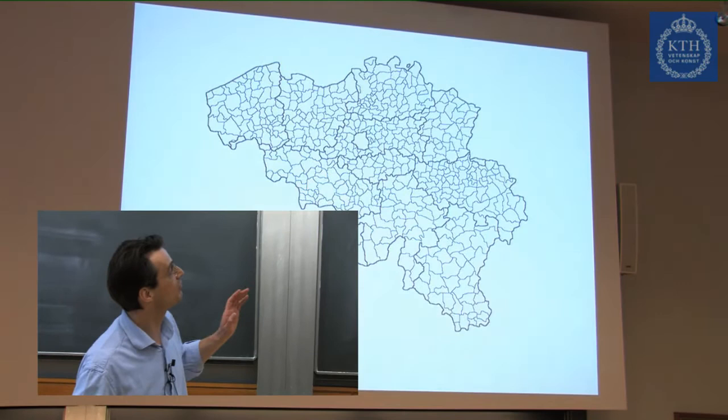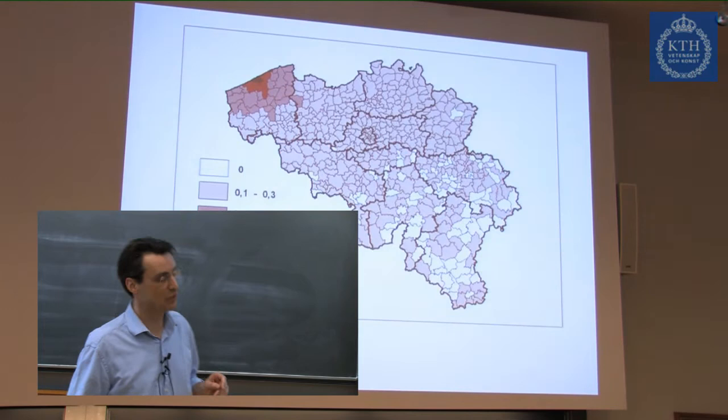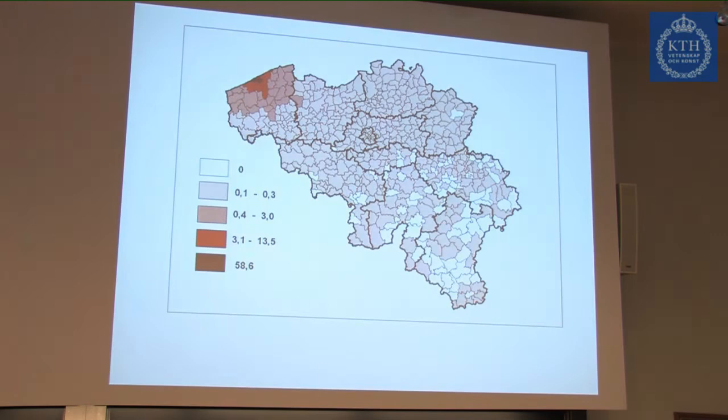So here's the map of Belgium with all the counties. And we've constructed first the natural network, where two counties, or two communes, or two cities are connected with an edge whose strength depends on how intense the communications are between the two counties.